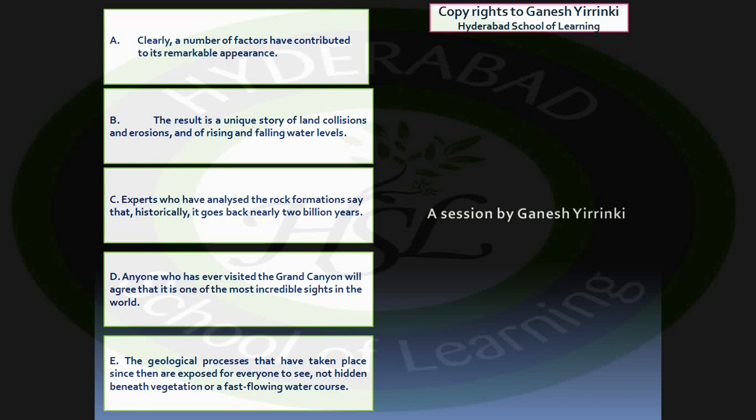Look at D: "Anyone who has ever visited the Grand Canyon will agree that it is one of the most incredible sights in the world." If you look at that, you might wonder, this is also a dependent word. But that dependent word is justified within that sentence because it is referring to the Grand Canyon. So when a dependent word refers to something within the same sentence and is justified, we can still consider it a first sentence.